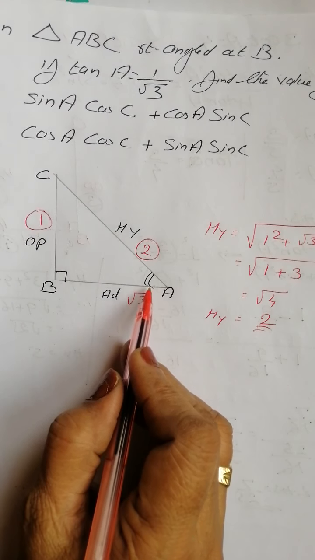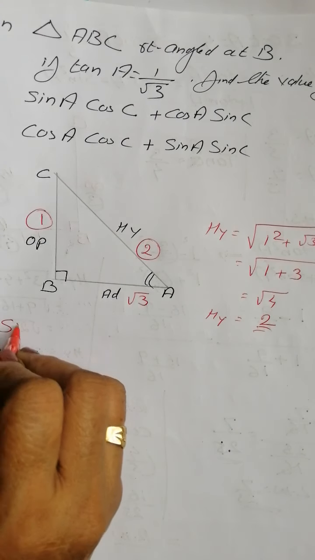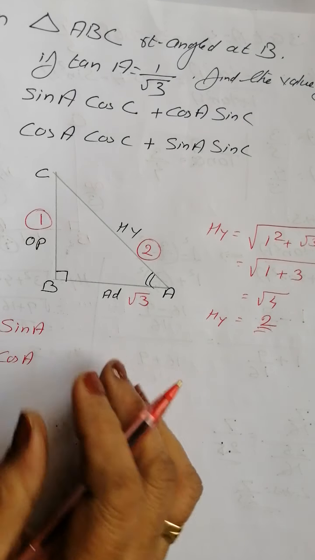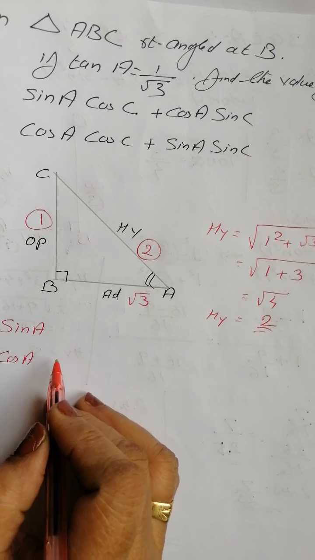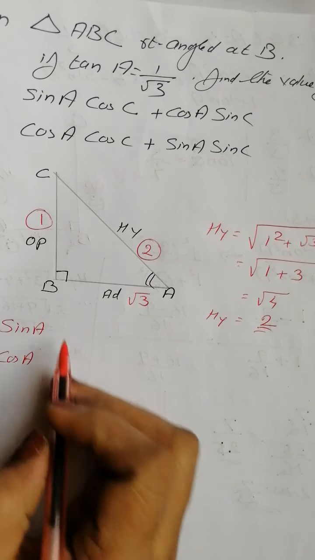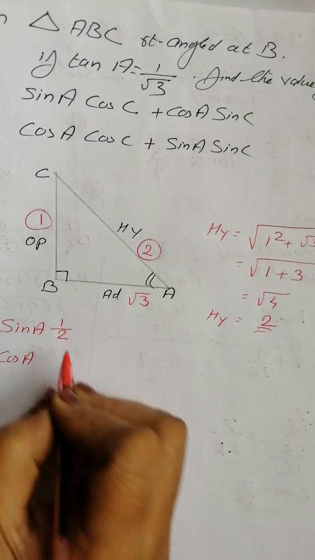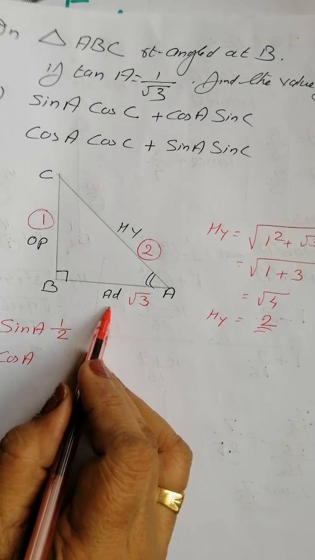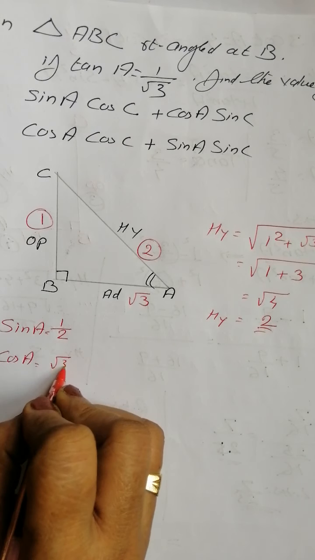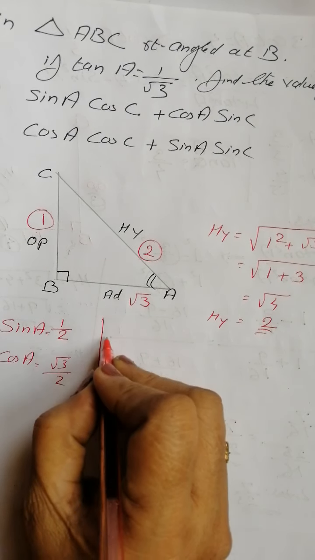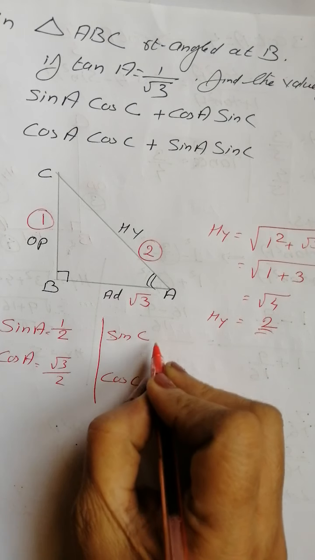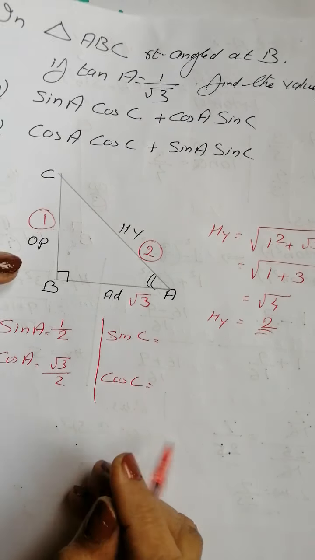This is A. So I will first write sin A and cos A because it's easy for me to evaluate that one. What is sin A now? Sin A is equal to opposite by hypotenuse, 1 by 2. What is cos A? Adjacent by hypotenuse, that is root 3 by 2. Now I want sin C and cos C. How will I get sin C and cos C?